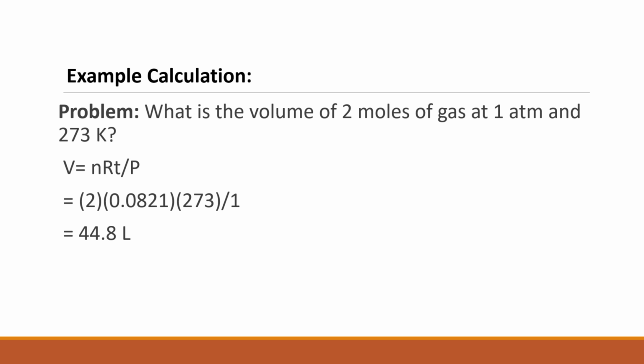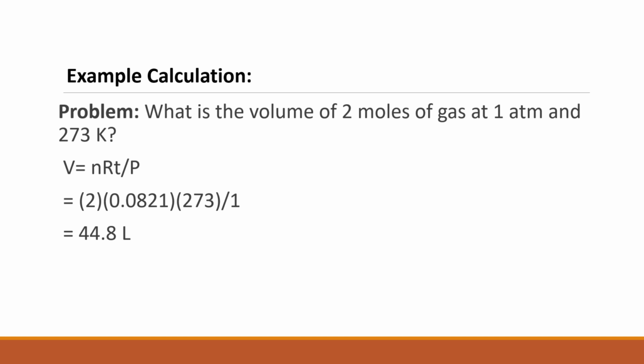Substitute the known values. We know n is equal to 2 moles, the amount of gas. R is equal to 0.0821 liters times atmosphere over mole times Kelvin, the gas constant. T is equal to 273 Kelvin, the temperature in Kelvin. P is equal to 1 atmosphere, the pressure. So, let's substitute these values into the equation. V is equal to 2 times 0.0821 times 273 over 1.